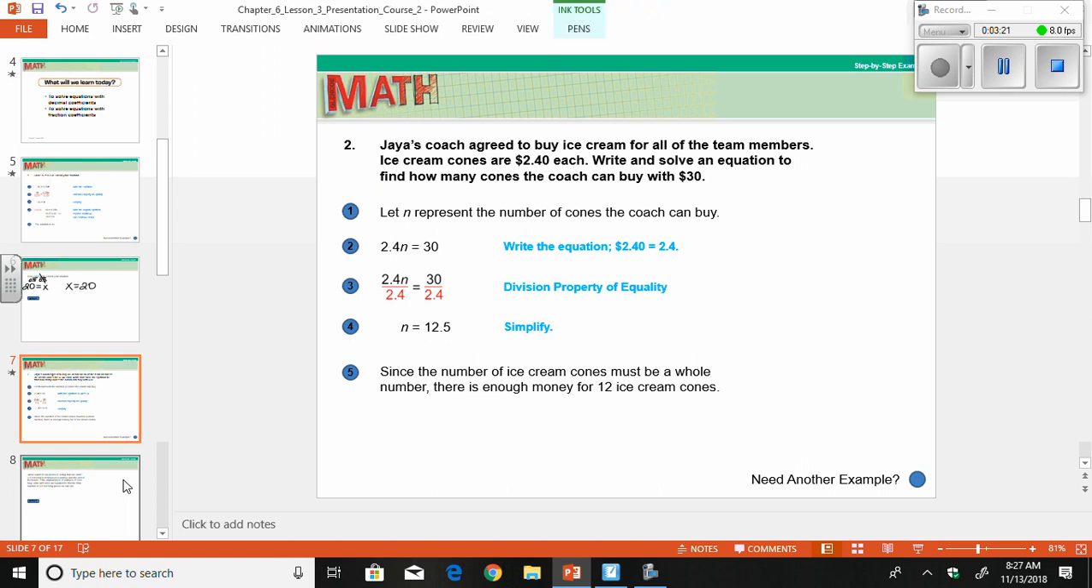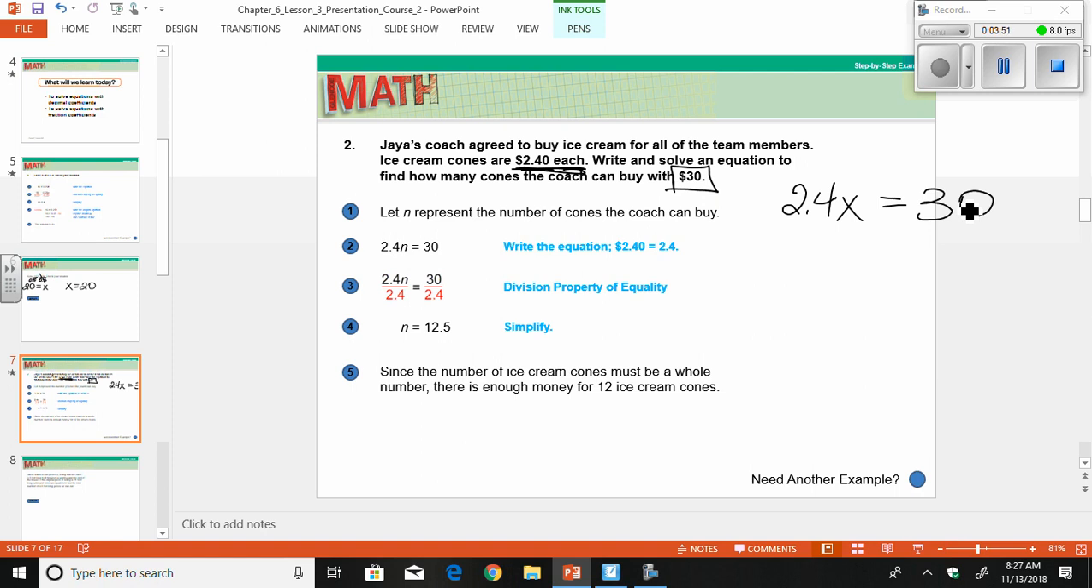We know that ice cream cones are $2.40 each. And the way they have that written, $2.40 each, tells me that I'm taking $2.40 times some number. We don't know yet because we don't know how many cones that we have. My other piece of information is he has $30, which is a total. That goes on one side of the equal sign by itself because it is a total. So now I have 2.40 n is equal to 30.